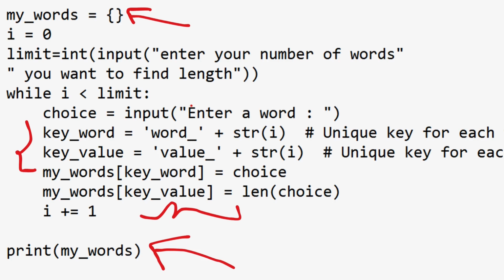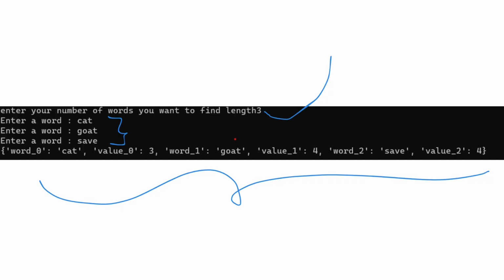Likewise, it keeps on happening until the while loop is satisfied. Once we are out of the while loop, we print the my_words dictionary. Now you can see word_0 is cat and value_0 holds its length, which is 3, as well as word_1 is goat and value_1 is 4. So this is how it happens.